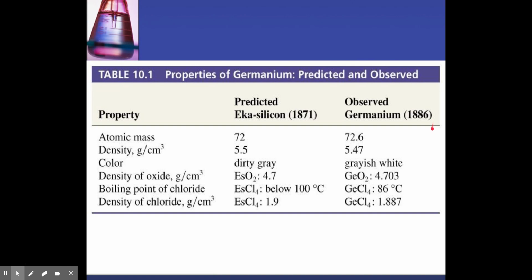Well, in 1886, when germanium was actually discovered, his predictions were very close to the observed properties of that element. He was able to predict this, and then they were able to discover it, and it supported what he had come up with.